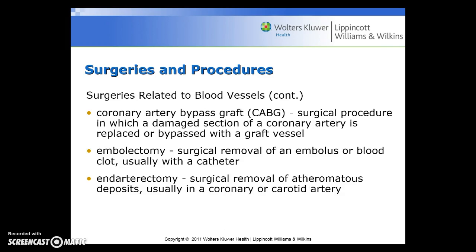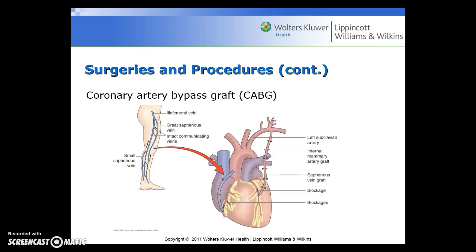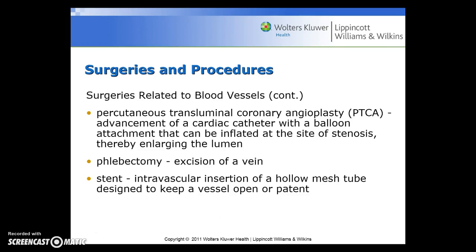A CABG is a coronary artery bypass graft, and that's a surgical procedure in which the damaged section of a coronary artery is replaced or bypassed with a graft vessel. An embolectomy is the surgical removal of an embolus or blood clot, usually with a catheter. An endarterectomy is the surgical removal of the atheromatous deposits, usually in a coronary or carotid artery. Here's a picture of a CABG, and you can see where they've grafted a vein to bring blood into the heart.